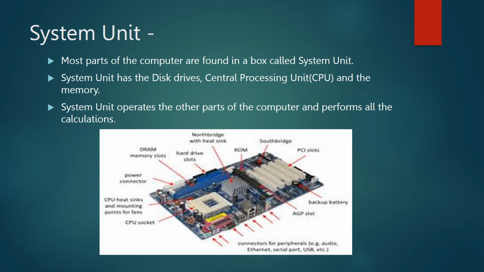Next, system unit. Most part of the computer are found in a box called system unit. This system unit has the disk drives, central processing unit, that is CPU, and the main memory. System unit operates the other parts of the computer and performs all the calculations. All the input as well as output devices are attached to the system unit. So we can say that this is the main control unit which connects and operates all the other parts.